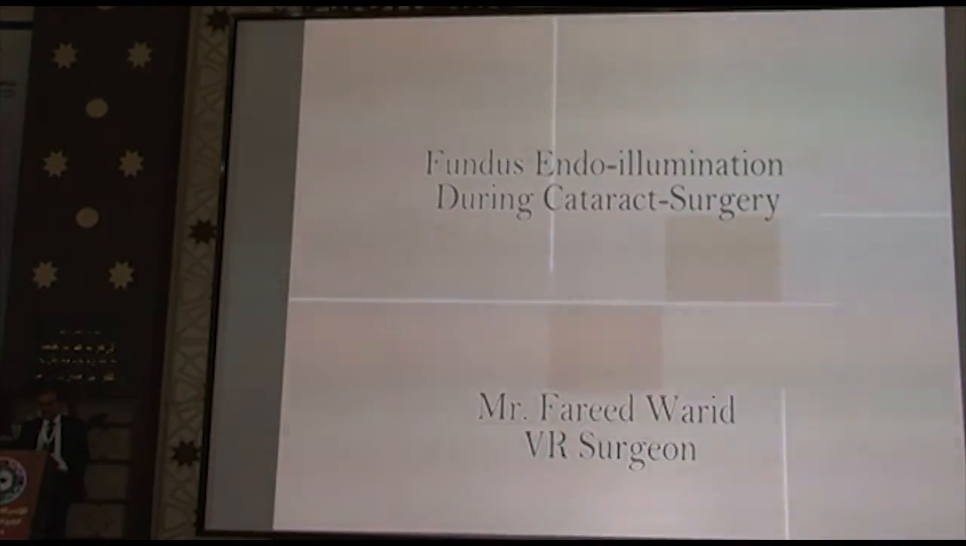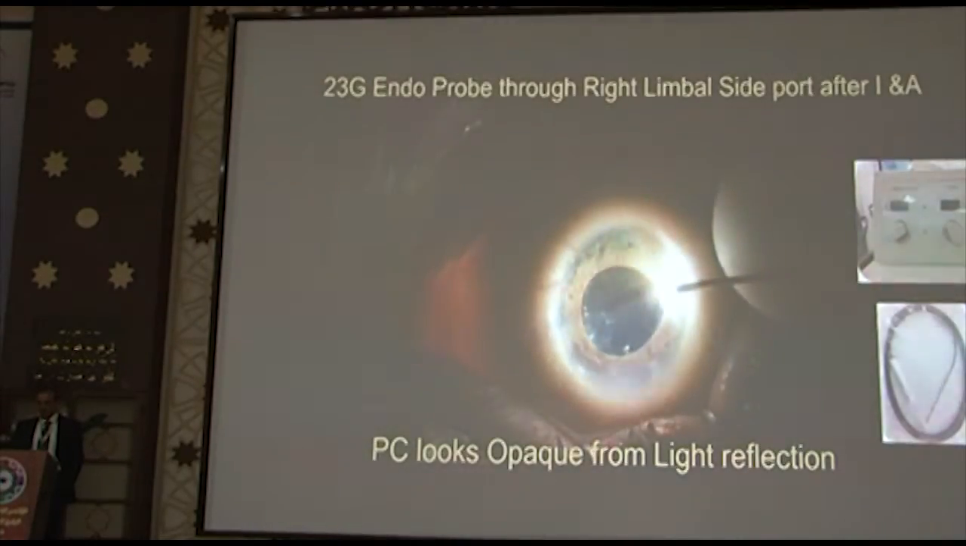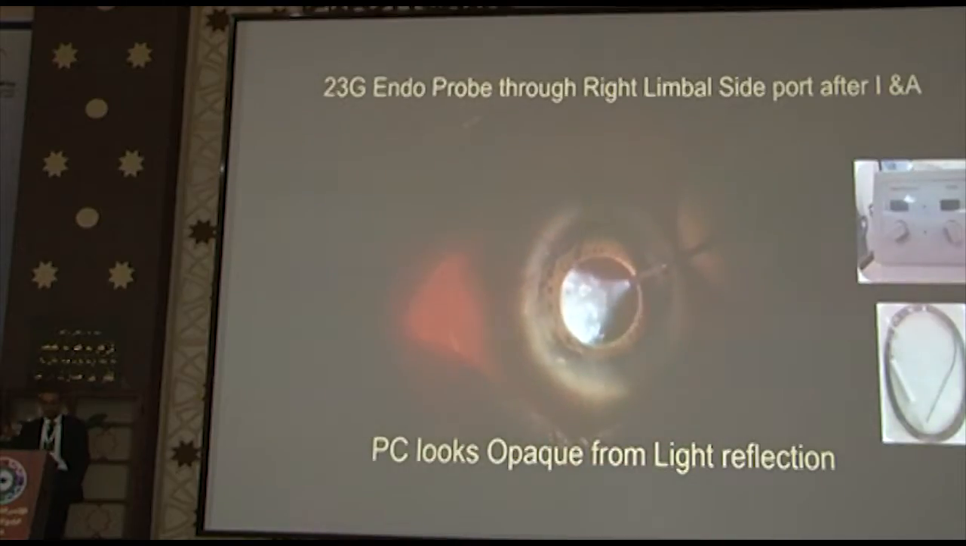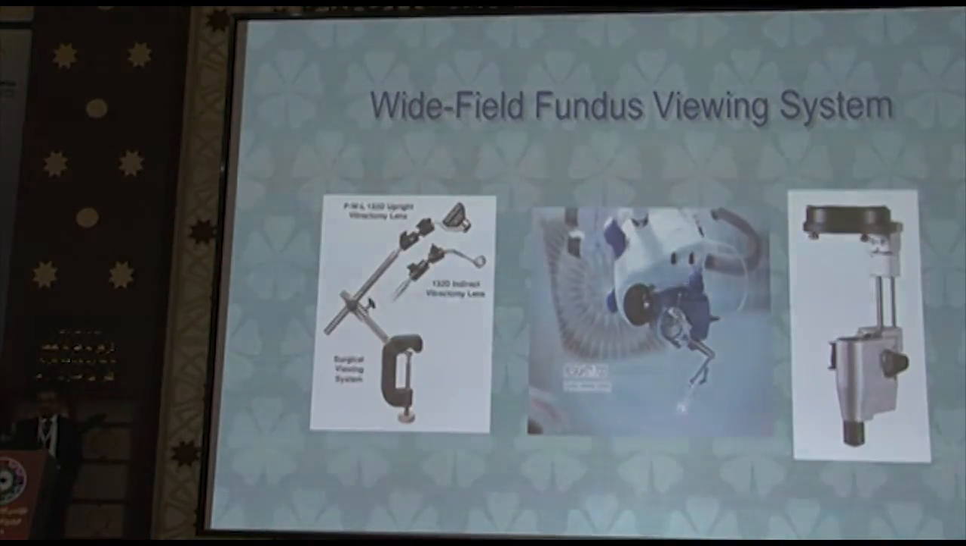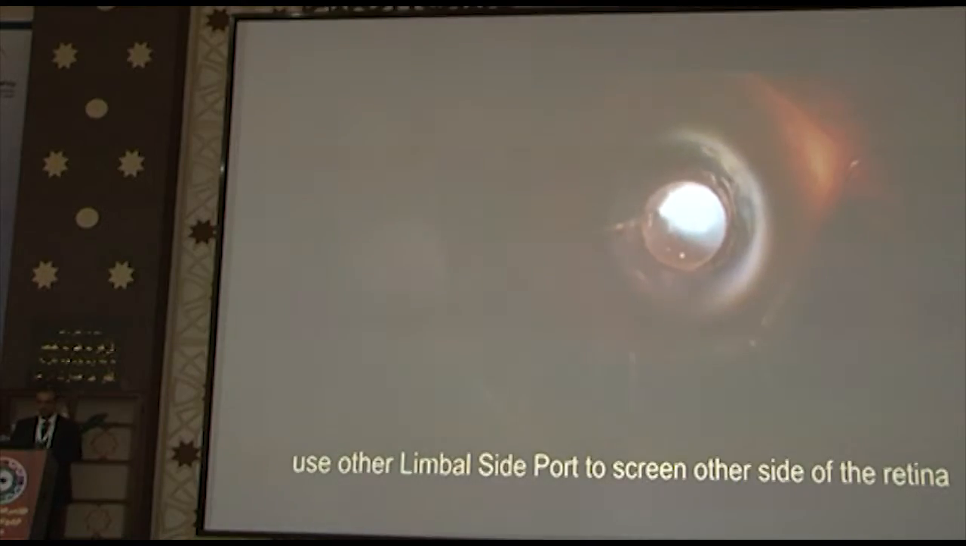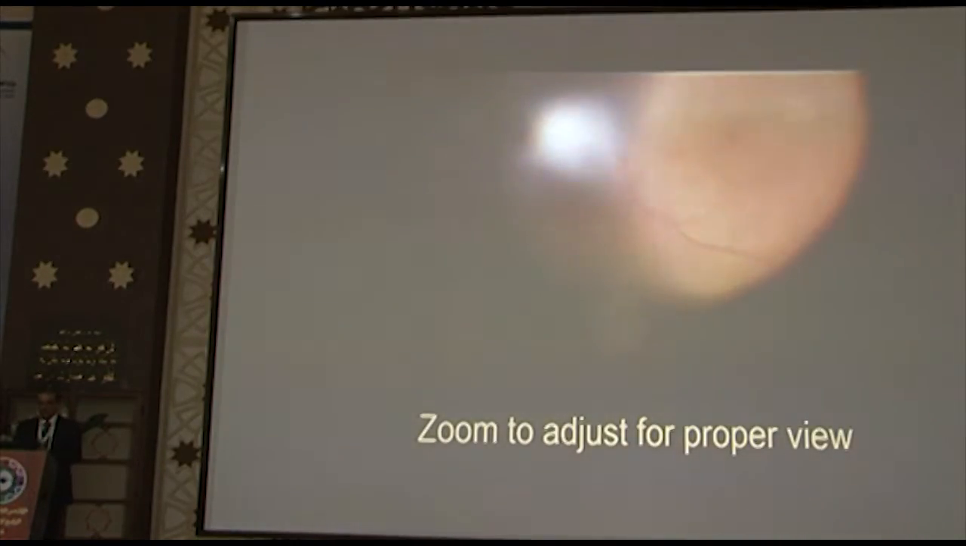And this is the video. It will show how the procedure can be done. Just put this port in from the side. You will see the posterior capsule is not transparent. I will come to this point later. After that, put the viewing system for the vitreoretina, and you can see the retina in detail, and you can control the zoom with the microscope. You can see even small lesions in the macula, if any.